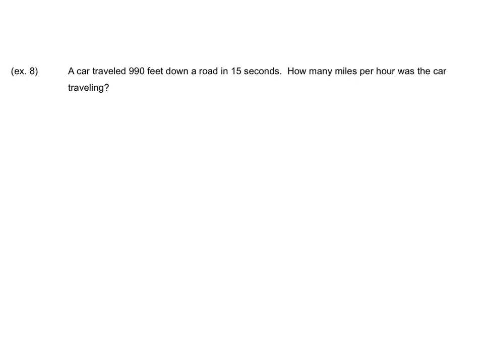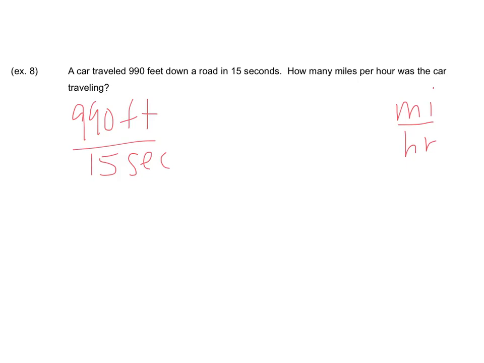Okay, so for the last one here, we have a car that traveled 990 feet down a road in 15 seconds. How many miles per hour? So we need to turn feet into miles and seconds into hours. The first thing I'm going to do, if you look back at the last one, we had 23 pounds per year. That was already reduced per year. So we're going to divide this whole fraction by 15 to get feet per second. So 990 divided by 15 is 66 feet, and 15 divided by 15 is 1. So we're going to have 66 feet per 1 second.